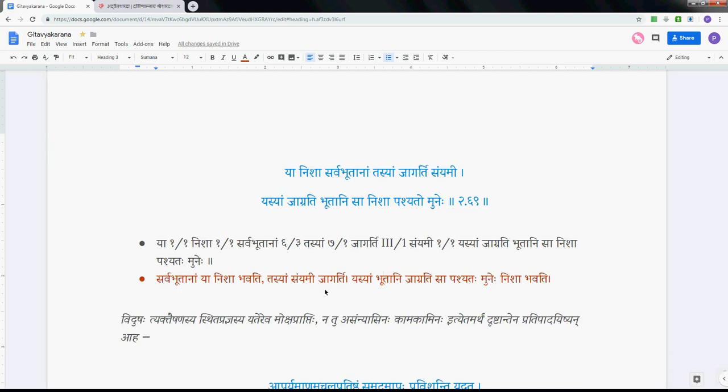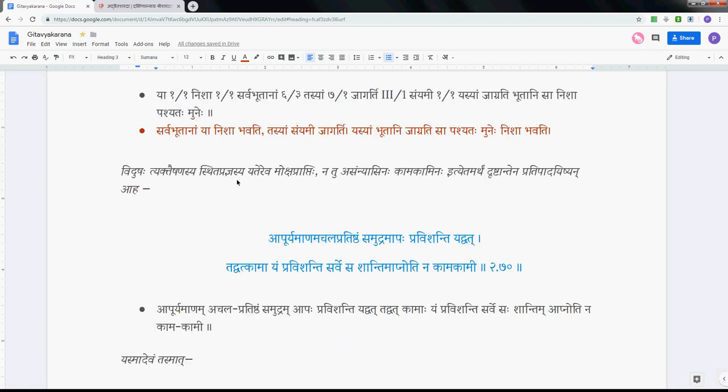So there is a long discussion on this, and there are multiple ways it is seen, but this is the straightforward meaning there. Vidushaha Tyakteshanasya Sitaprajyasya Yatehe Eva Moksha Praptihi. Here Bhashyakara makes a very important point that for a Vidwan, who is that Vidwan? There may be a lot of people who are Vidwan by PhD and armchair philosophers also, who sit at home and say that I have studied all the Shastras, but Vidushaha Tyakteshanasya, one who is a Bahuvrihi, Ta Pratyaya you see here, Nishta. So Tyaktaha Eshanaha Yena Vidusha Sah Vidwan Tyakteshanaha Tasya Tyakteshanasya.